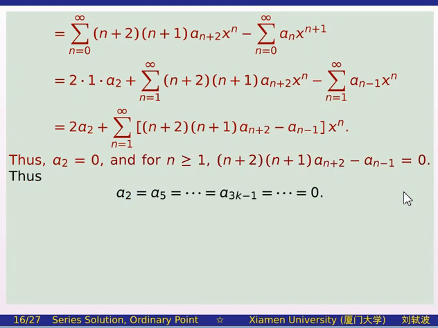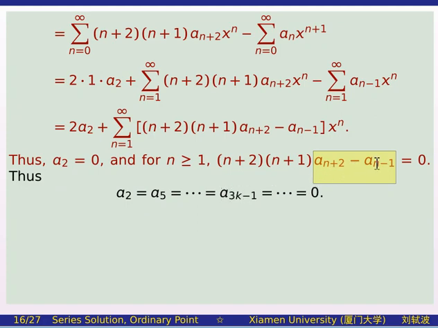Because a2 is 0, and using this relation between an plus 2 and an minus 1, we see that a2 equals a5, and for every a3k minus 1, the a are all zeros. This is because the jump from the index of the coefficient of these two terms is 3, from n minus 1 jump to n plus 2. So we determine that a2, a5, and a3k minus 1 are zero.